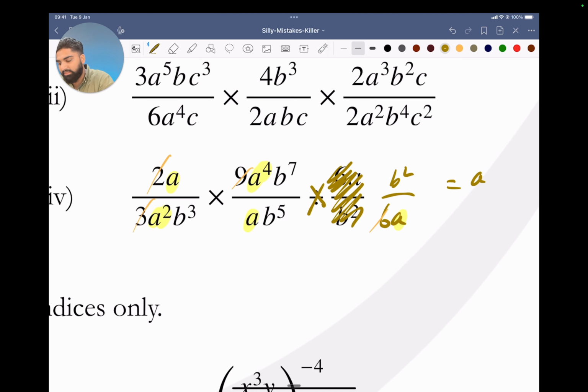And what about the b's? The b's I have, let's see, I have b to the power 7 here, and the b squared, that's b to the power of 9. In the denominator, I have b cubed times b to the power 5, which is b to the power of 8. So I have 9 at the top, 8 at the bottom. What's left is just 1 b at the top. That's it, right? The question looks daunting, but really it just takes a minute or two, not even.